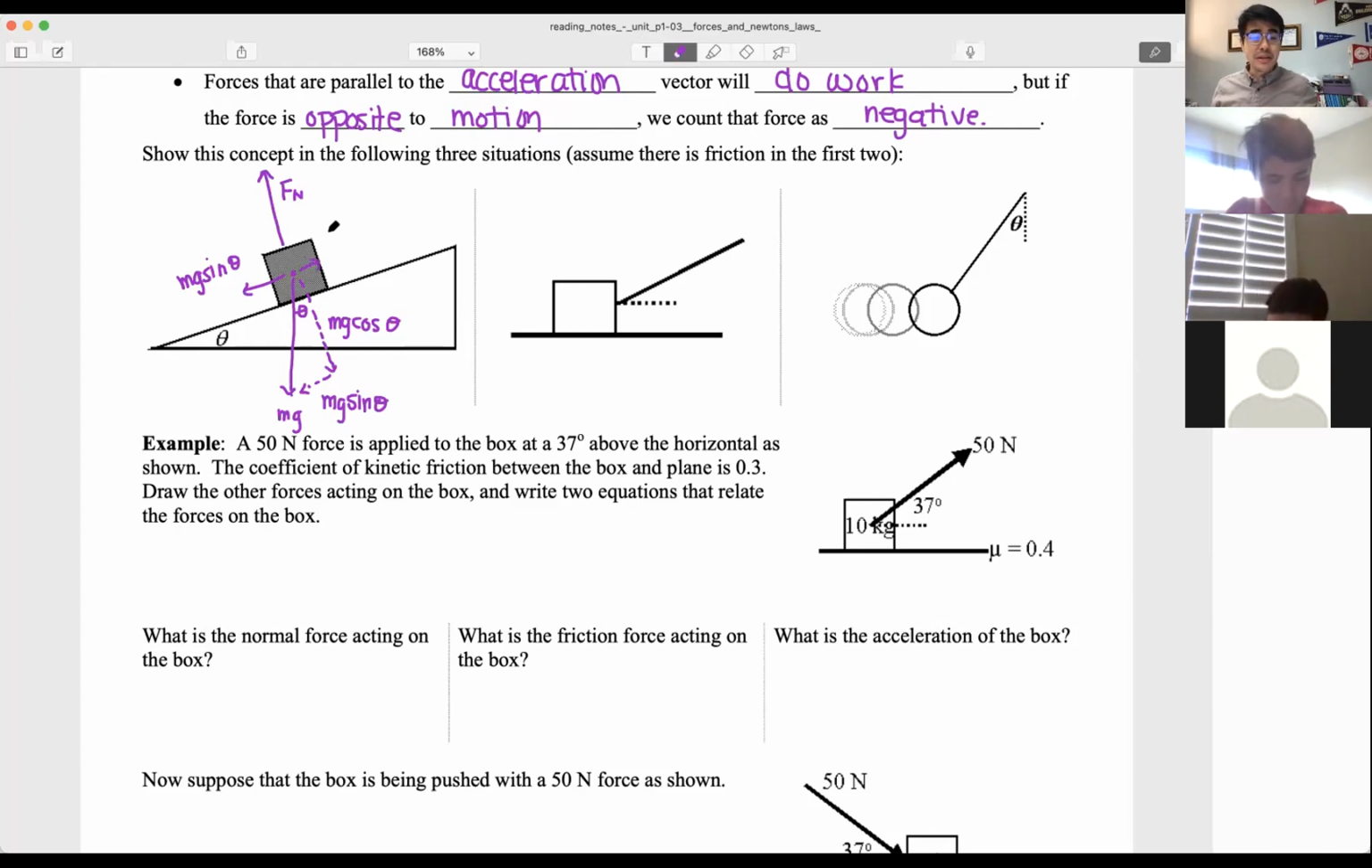And this we could either call Ff, or if we remember the formula, it's mu, technically Fn. But here on the ramp, Fn is equal to mg cosine theta because they're equal and opposite. So we just call this mu mg cosine theta. You can call it any one of those things. We can just call it mu Fn also, if you're better with that one.